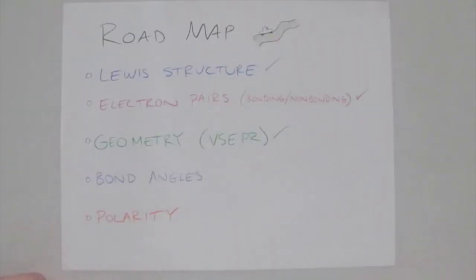All right, now that we've looked specifically at different bond angles, let's look at how that can come together to look at the polarity of a molecule.